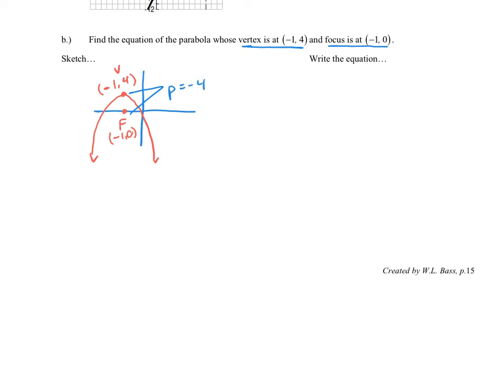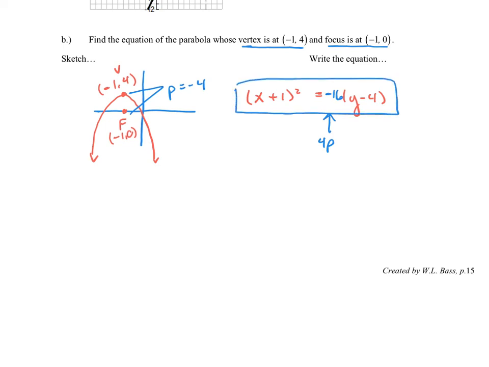And then I can go ahead and set up my equation. Remember, we're going to have x minus the vertex, so x minus the negative 1, so x plus 1. And it's crossing the x-axis twice, so I'm going to square that term. Then I'm going to have y minus the y-coordinate, and the coefficient on the opposite side should be the 4p, so I'm just going to fill in 4 times a negative 4, or a negative 16. And we're all done with writing equations of parabolas.